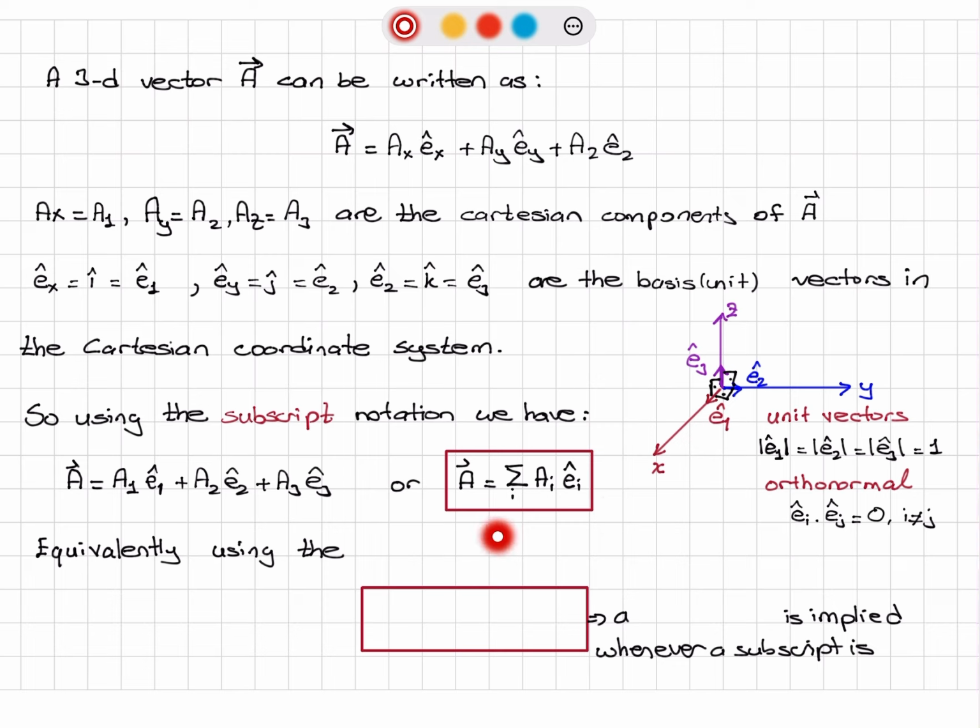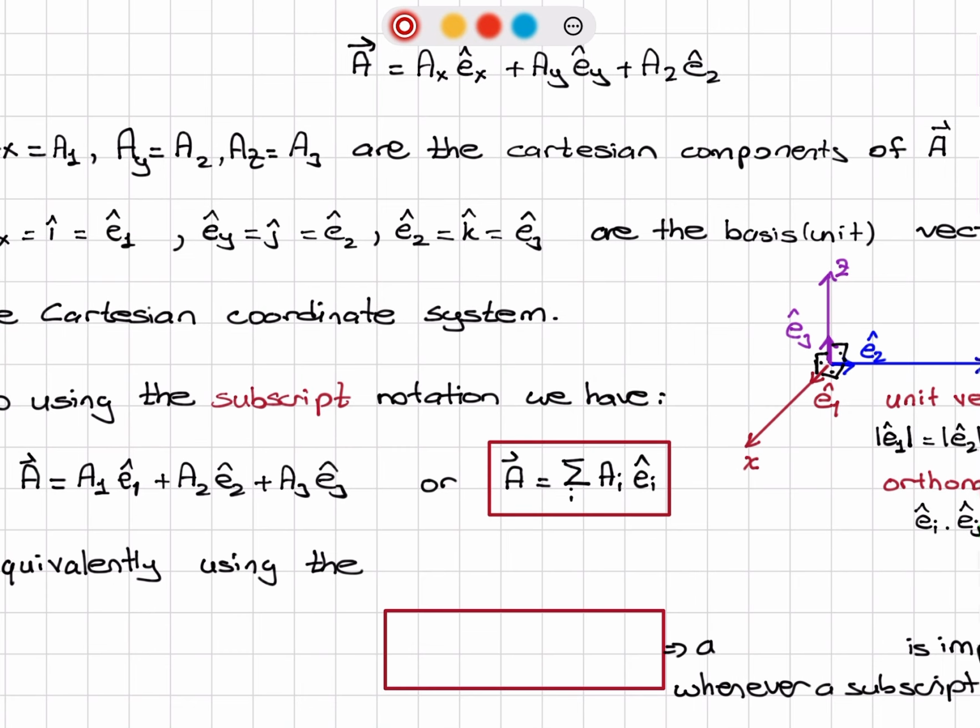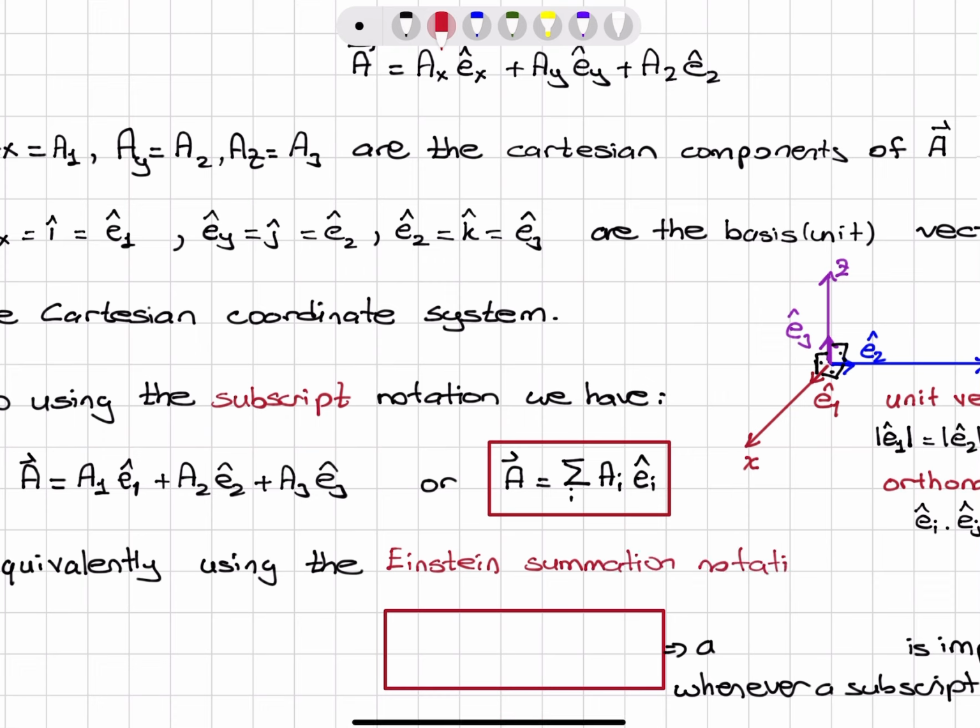Now, what we show here equivalently can be written using the Einstein summation notation. So what's the Einstein summation notation? Using Einstein's summation notation, we can write this as vector A is equal to A_i e_i hat, which means it's the summation over i of A_i e_i hat.